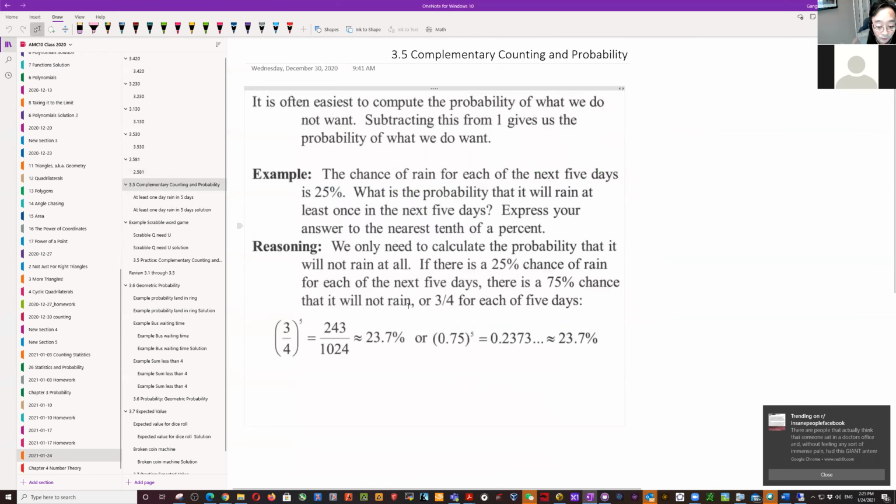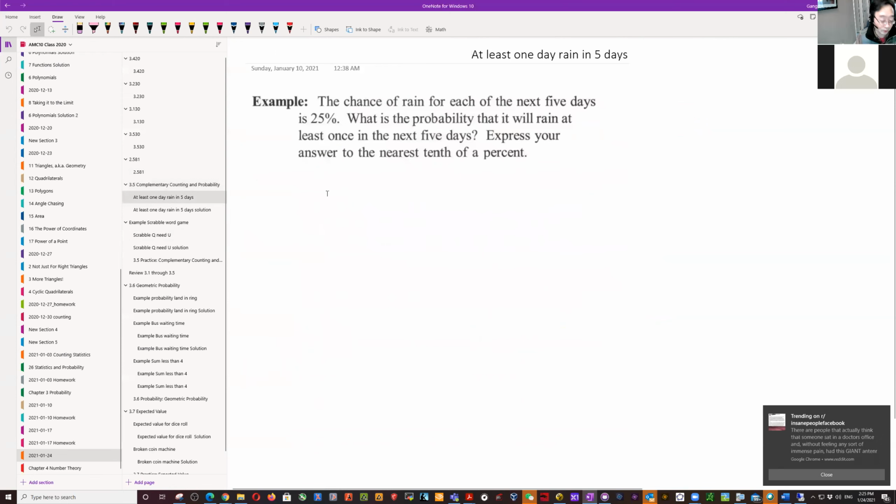Okay, anyway, let's continue on to the new topic. We are on to more complementary counting and probability. And this was actually used a lot in weather prediction.